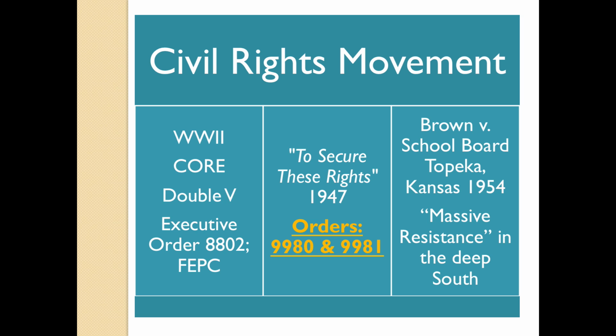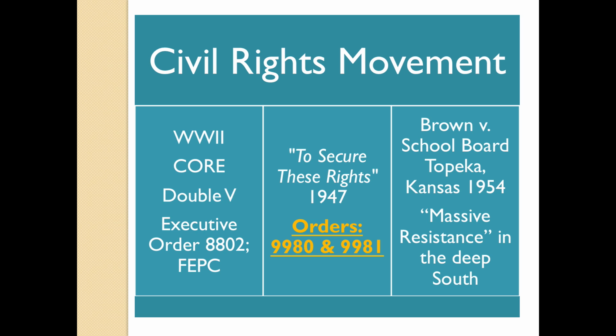FDR immediately remembers 1932, the Bonus Army incident. And when they marched on Washington, he doesn't want another Bonus Army situation. So he immediately passes Executive Order 8802. We get the Fair Employment Practice Commission, the FEPC, which starts to tell businesses, if you're going to get a government contract to build anything for the war effort, you must have fair employment practices. You must hire minorities. In this case, obviously African Americans.